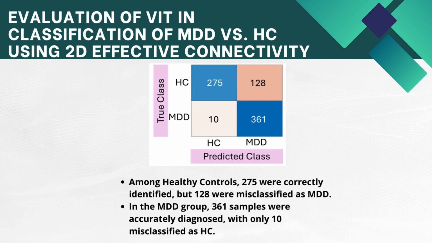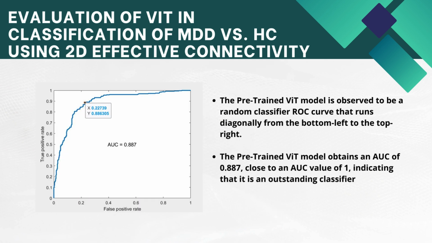The model accurately identified 275 HC samples, but mistakenly labeled 128 HC samples as MDD. For MDD samples, 361 were correctly classified, while 10 were incorrectly identified as HC. The pre-trained ViT model, though resembling a random classifier in its ROC curve, achieved an AUC of 0.887. This near-ideal AUC value demonstrates the model's strong performance and potential as a diagnostic tool for identifying major depressive disorder.